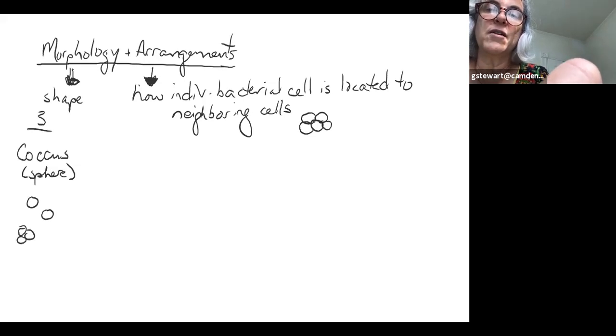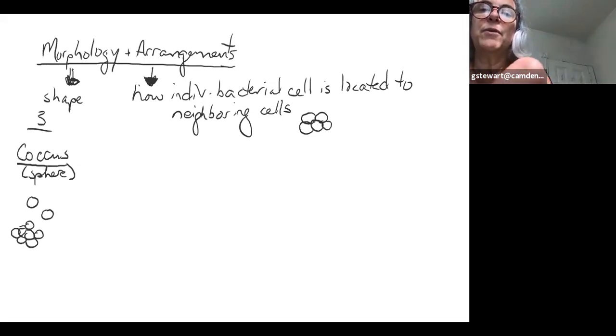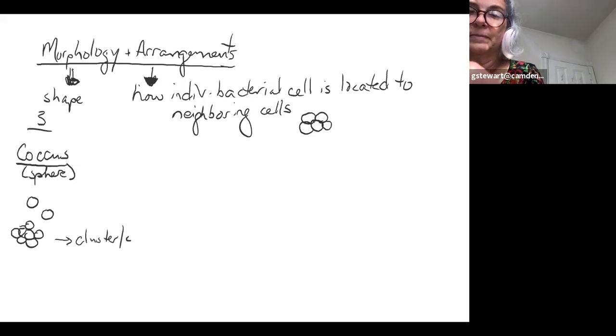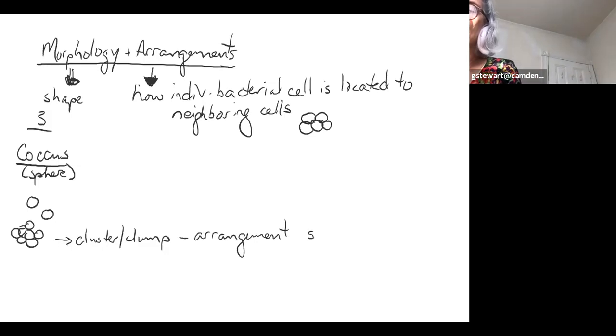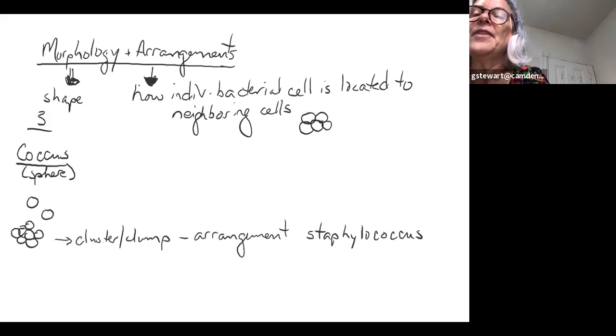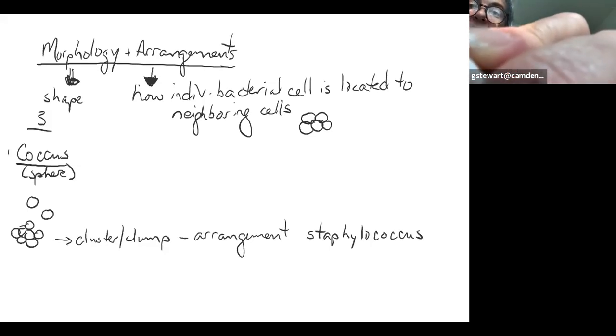If the coccus are arranged in a clump, right? So coccus is the shape. If they're arranged in a clump like this, or a cluster, we say, then their arrangement, the coccus, the morphology, gets a prefix, and that prefix is Staphylococcus. Okay. They're not just staphylo, that isn't a word by itself, it's just a prefix. Okay, so that's shape 1, coccus.